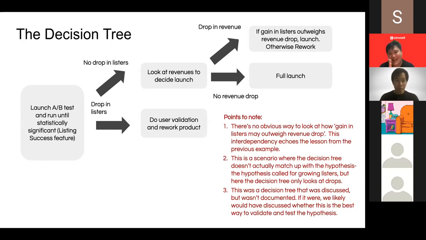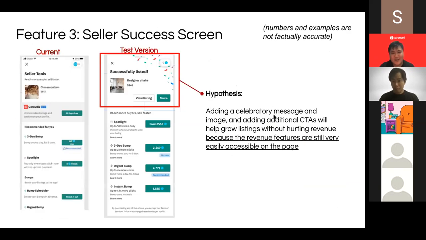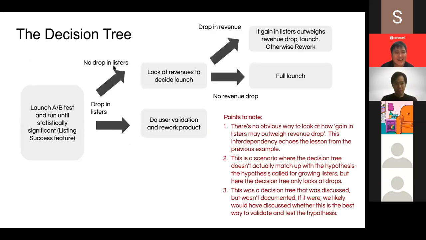The second is that, and this is interesting, the decision tree doesn't actually match up with the hypothesis, right? If you look at the hypothesis, it says we will grow listings, we'll grow sellers. But if you come here, the decision tree actually says as long as there's no drop, we think that you should full launch, right? So this is really interesting.